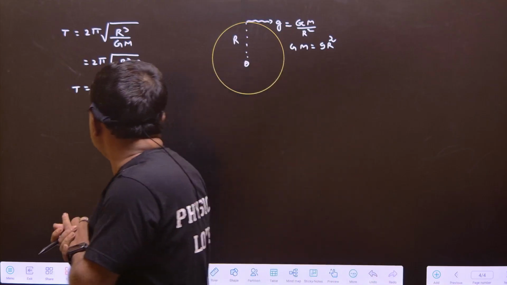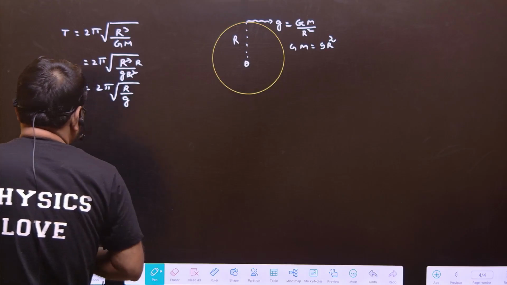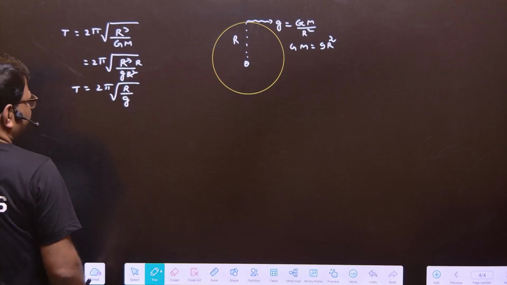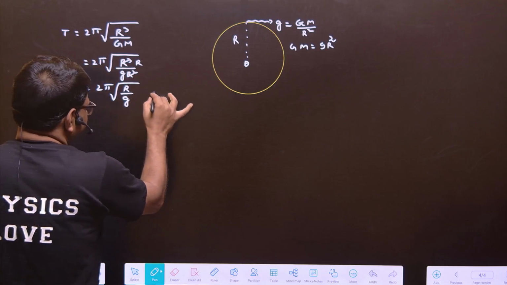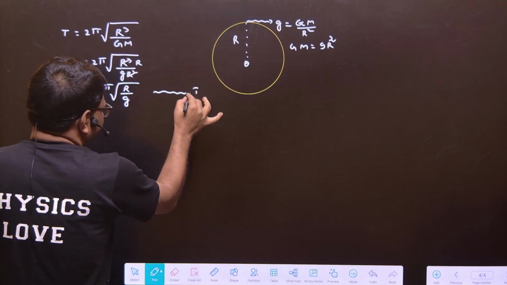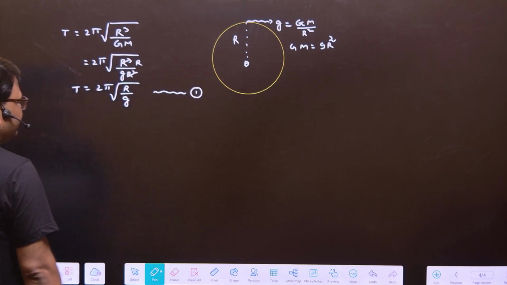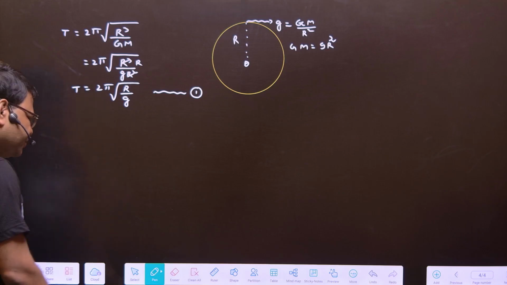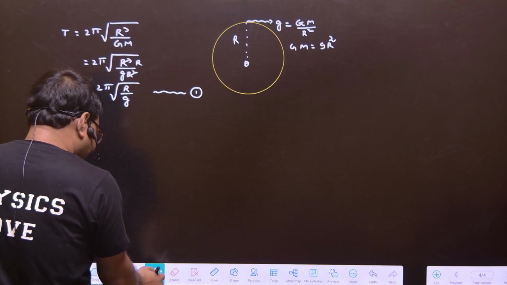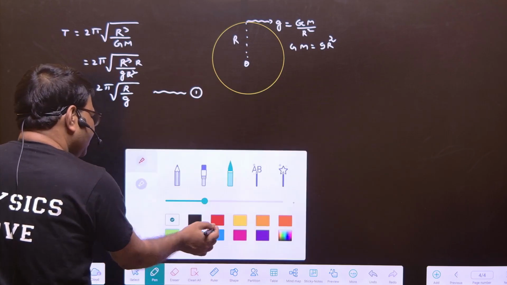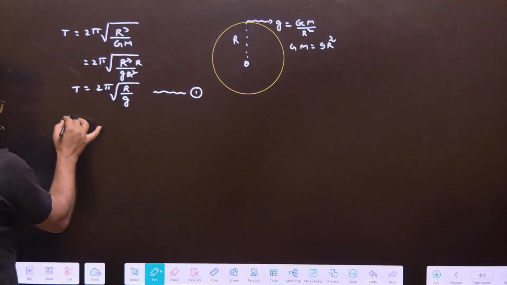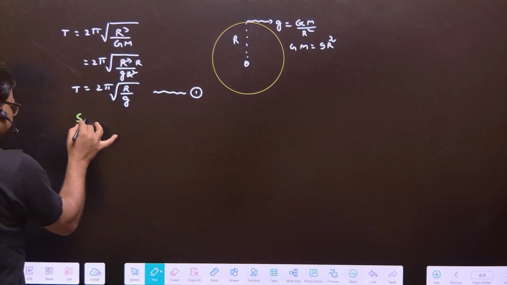T is equal to 2 pi root over of r by g. So we will be able to find the time period from this formula. Assume this is equation number 1, the time period for the closer satellite to the Earth's surface. And also we will discuss the closer satellite, very close to the Earth's surface.